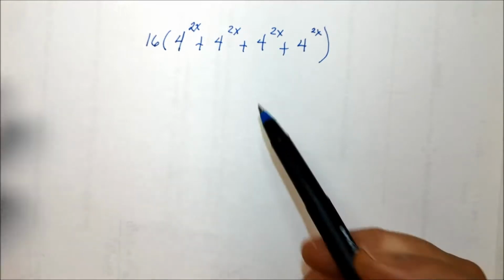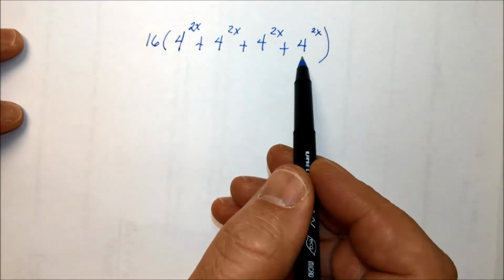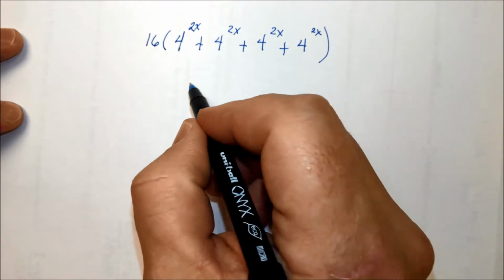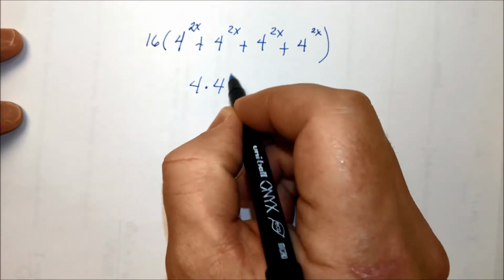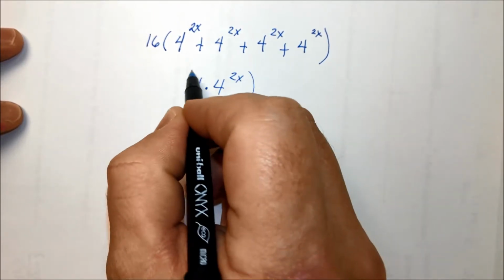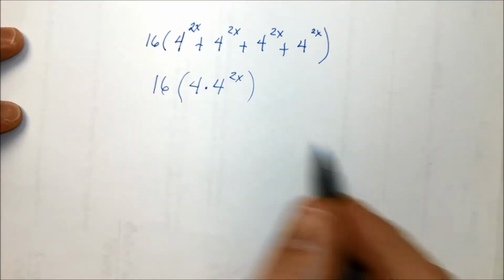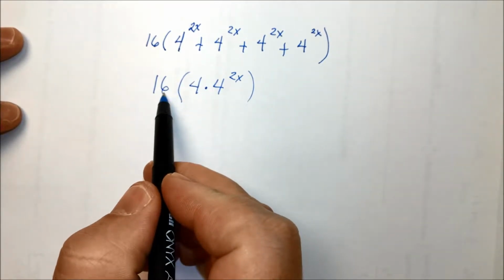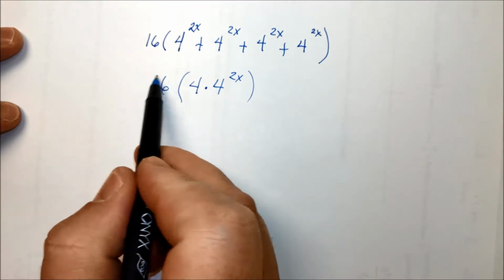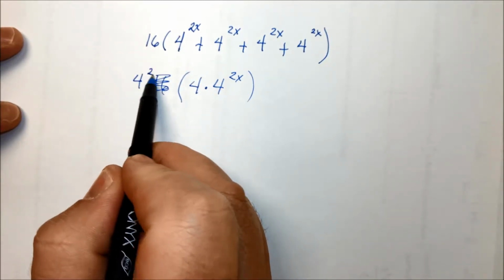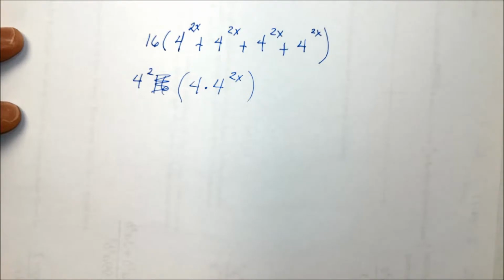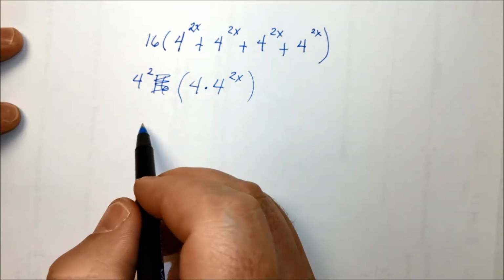Okay, so let's see. Here's what I noticed. I've got 1, 2, 3, 4 of those, right? So if I write it out very carefully, this is what I get. Is that good? Now here's one thing I also noticed. This is 4 squared. Is that okay? Uh-oh, she's already changing her answers.